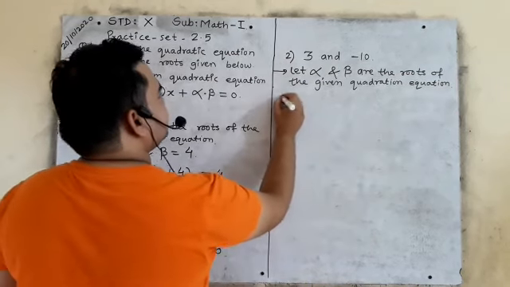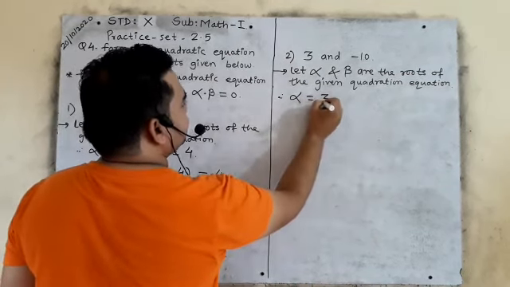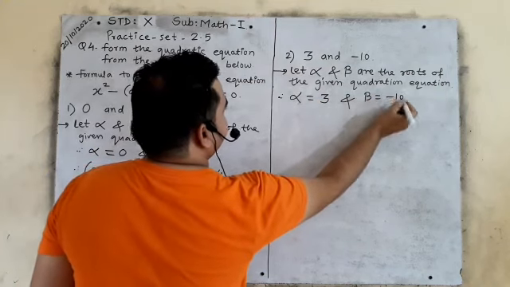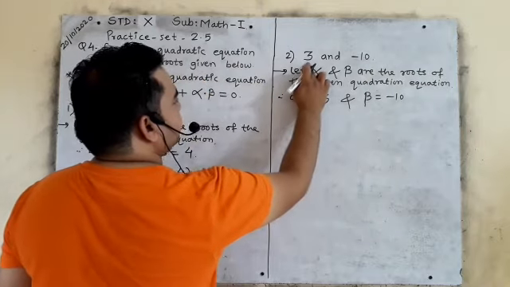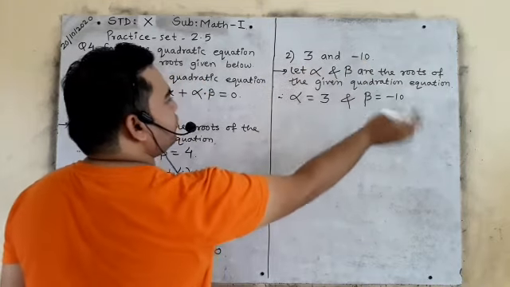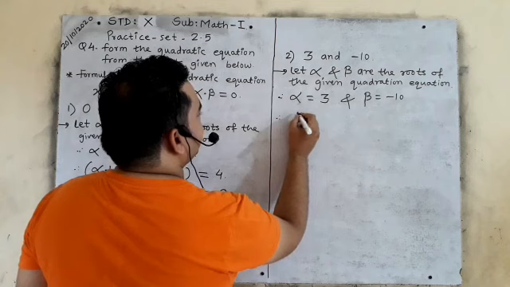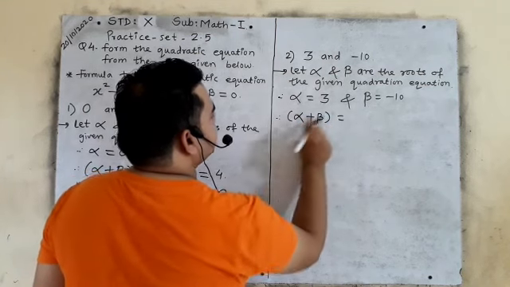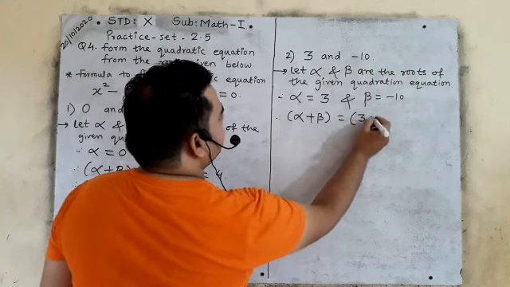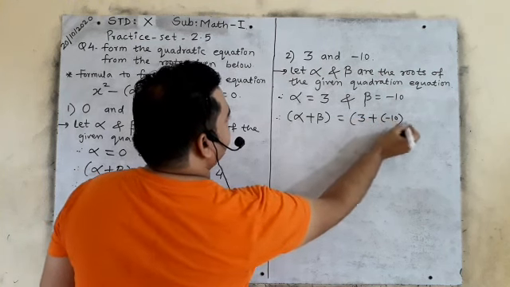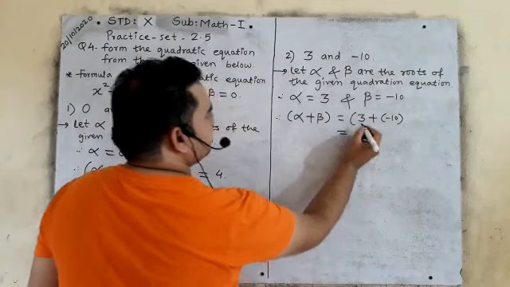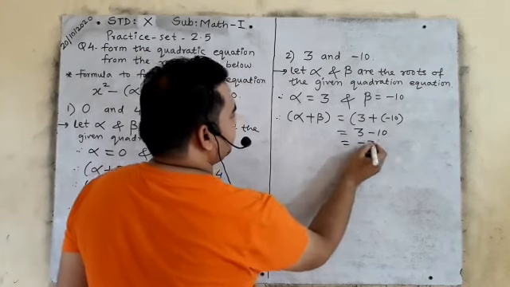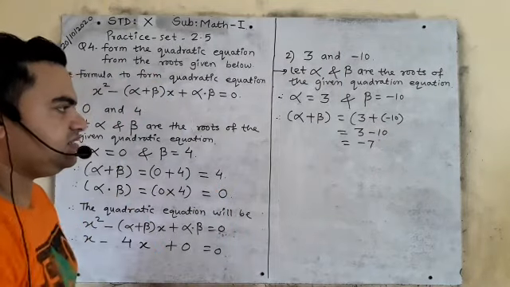Now consider alpha equals 3 and beta equals minus 10. The first one belongs to alpha, the second one belongs to beta. Now find alpha plus beta, the sum of the two roots: 3 plus minus 10. So the answer is minus 7. Is it clear?